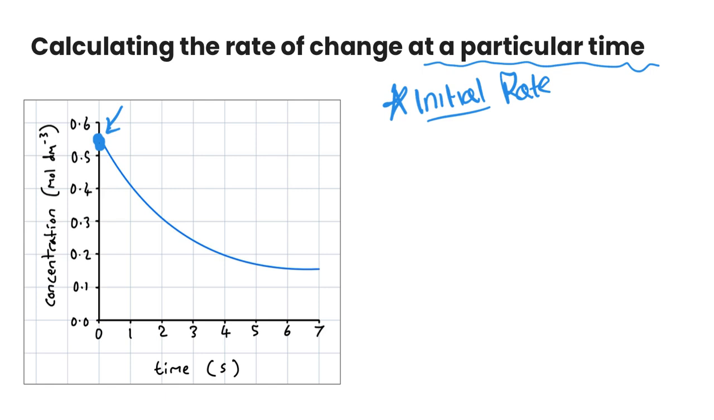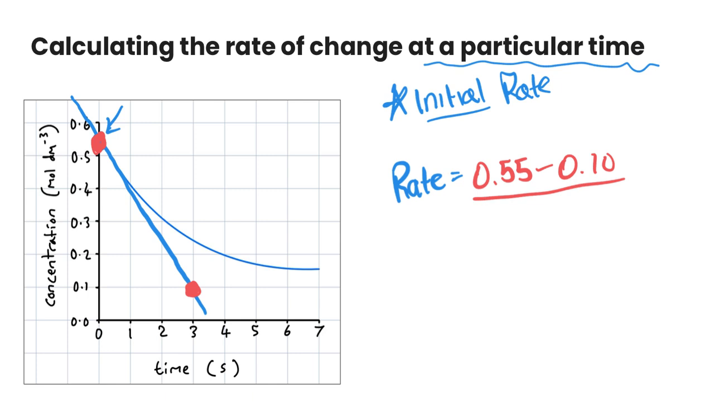To do this, we're going to take a tangent to the curve. So I'm going to do my best here to draw that in. And we're going to calculate the rate based on the slope of this line I just drew in. So the rate is our change in concentration over our change in time. Let's put this in red. So we'll take this initial point here because that's pretty easy, and we'll take this one down here. So I've got 0.55 for our concentration here and 0.1 down here. And then our time is going from 0 to 3 seconds.